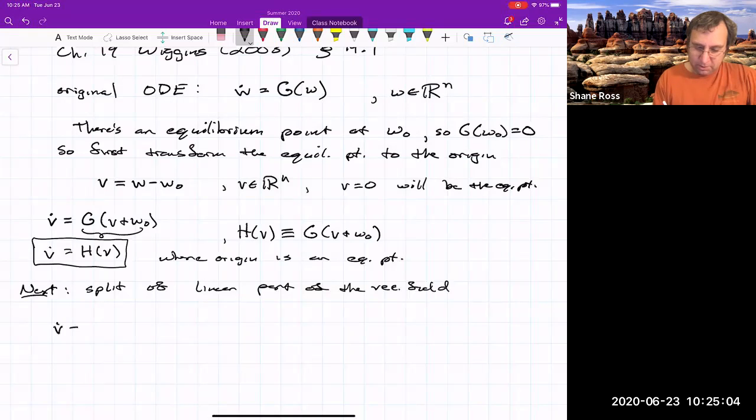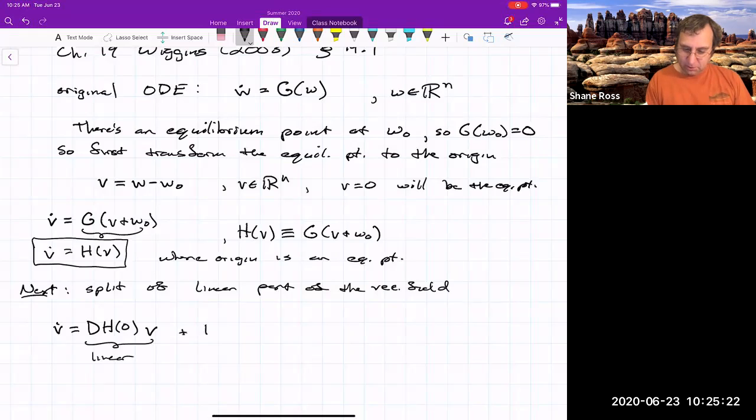So we will write the linear part. It's going to be the Jacobian of H evaluated at the equilibrium point. So, right, this is linear. And then we'll call all the terms that are second order and higher H bar of V. So these are purely nonlinear.